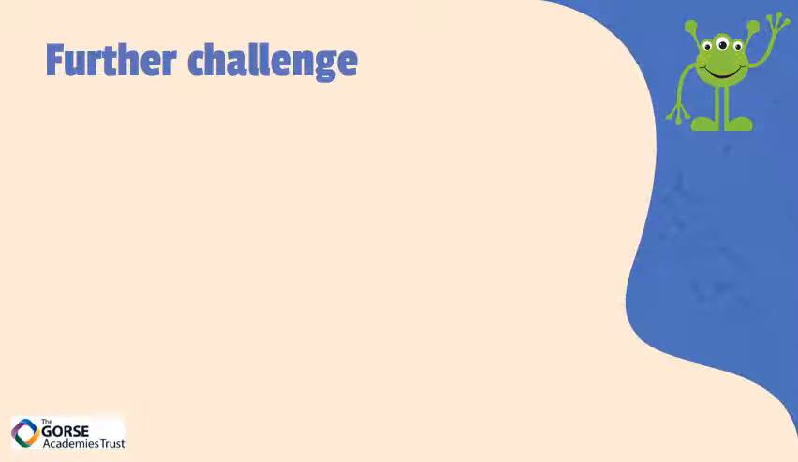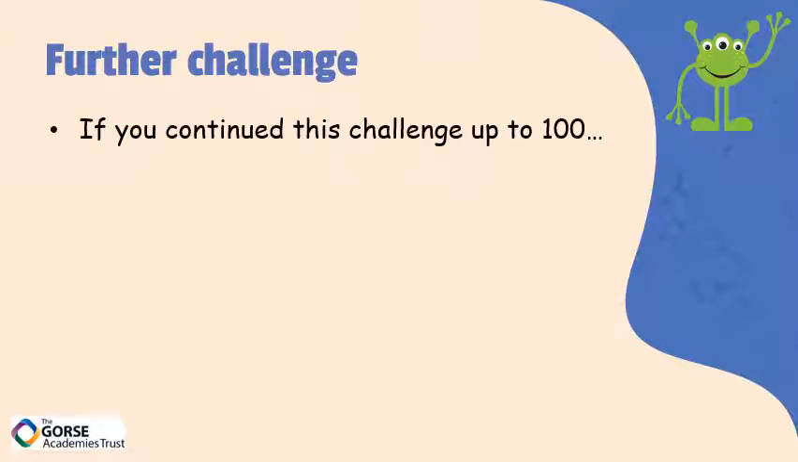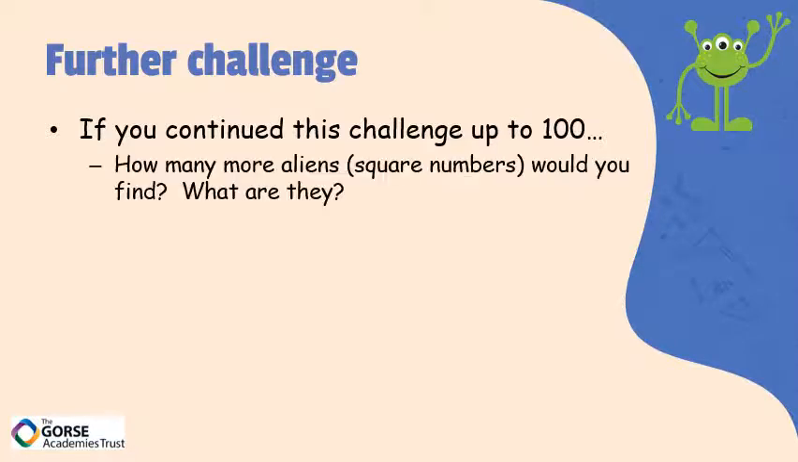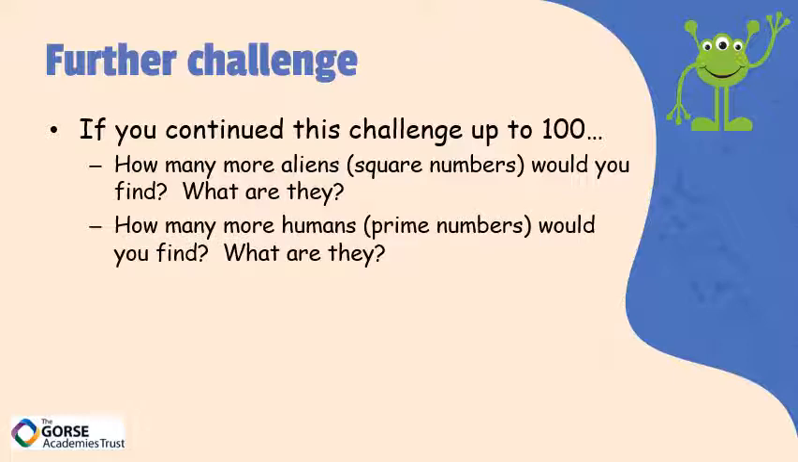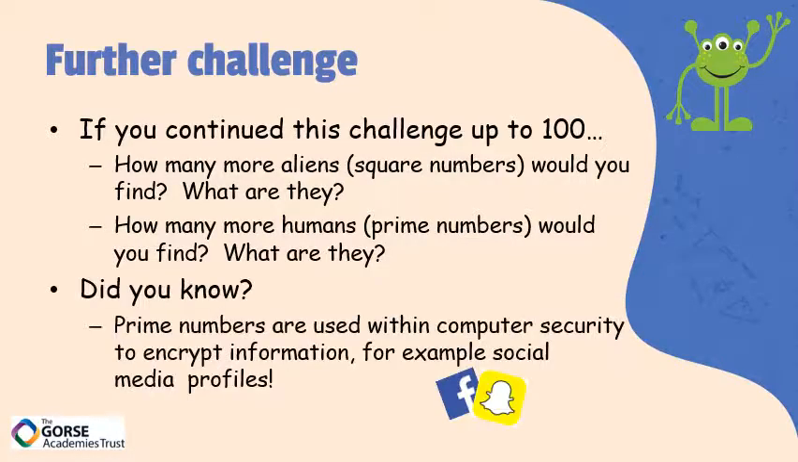So here's a further challenge. What would happen if you continued this challenge up to 100? How many more aliens or square numbers would you find? What are they? How many more humans or prime numbers would you find? And what are they? And did you know that prime numbers are used within computer security to encrypt information? For example, social media profiles.